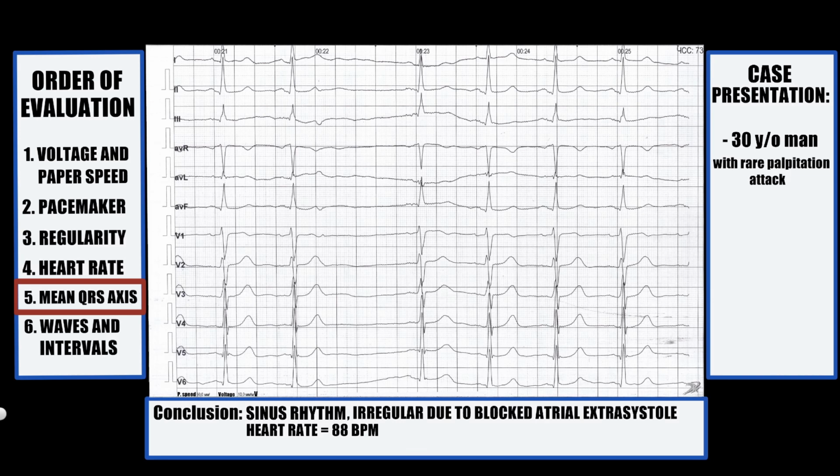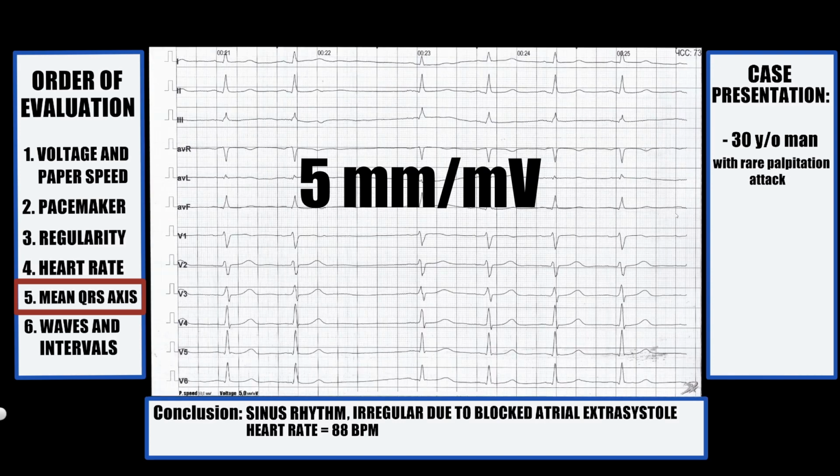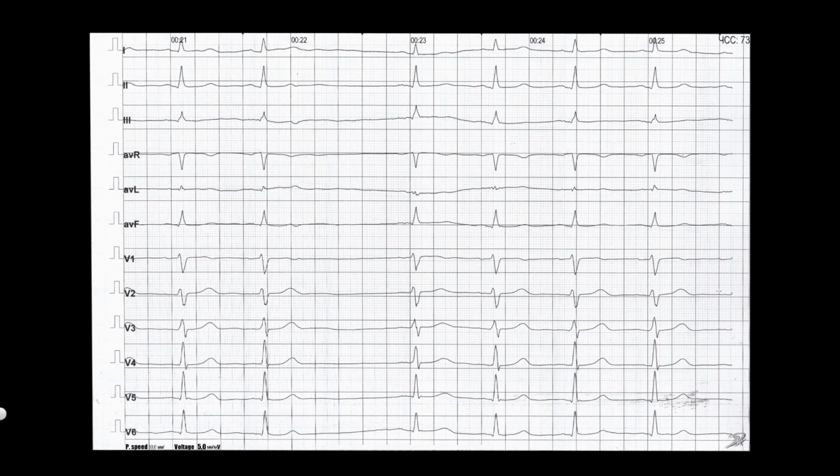After this, let's check the mean QRS axis. For a better view, let's change the voltage from 10 mm per mV to 5 mm per mV. For evaluation of the mean QRS axis, we need to find the extremity lead with the maximal sum of QRS wave amplitudes. Usually this is the lead with maximal R wave, but let's check. In second standard lead we have maximal R wave and a little Q wave, so the sum will be maximal and equal to minus Q plus R.